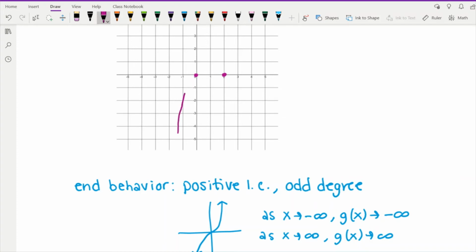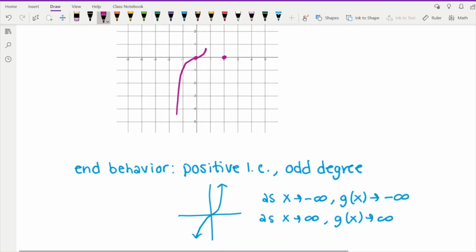So it's going to come up like this. It's going to kind of go like that, right? Still doesn't look good. Let me do it one more time. Okay, that's better. And then what's going to happen? Well, we know that the graph has to come back down and hit 2, right? Because 2 is also an x-intercept.